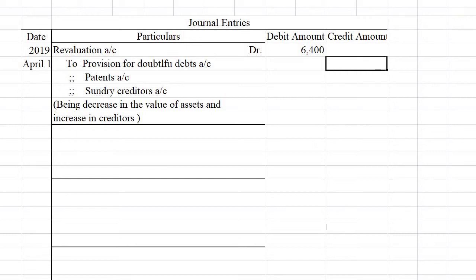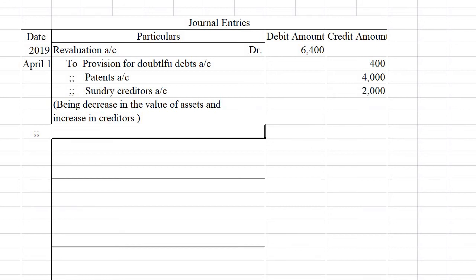6,400 revaluation total. Provision for doubtful debts we have 400. Then patents 4,000. Then sundry creditors 2,000. Okay. The next journal entry, on the credit side of revaluation account we have stock and building. So we can write that first.